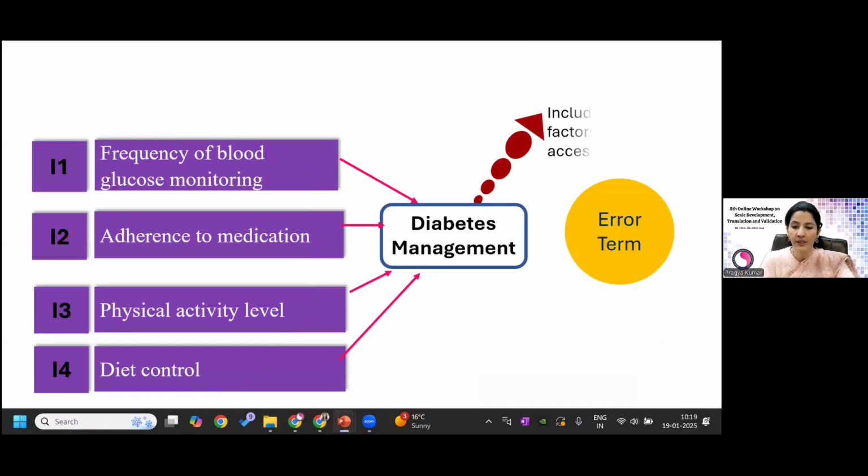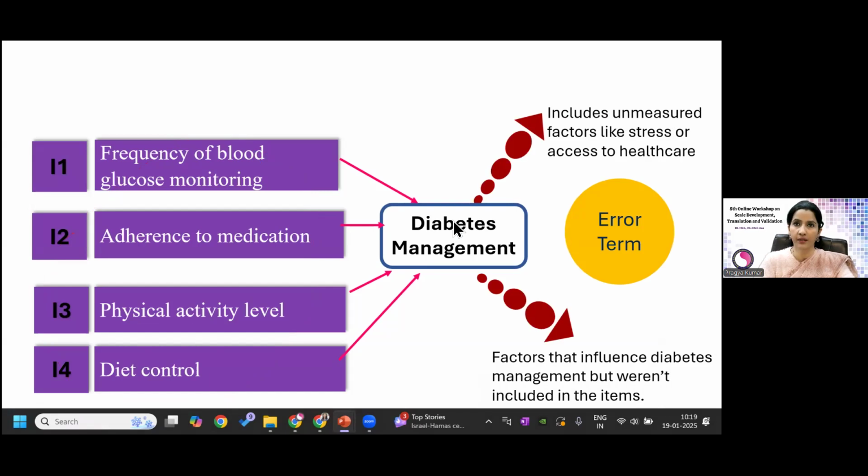And if you see the error term, it is there at the level of the construct. Why? There can be some other factors like stress, access to healthcare, or maybe some other hidden factors, also the family support or the social support, which we have not measured. The social support and the family support are also needed to say whether the diabetes was managed in a good way or in a bad way. So the error term is there at the level of the construct, because some other item can also be added to reduce this error.